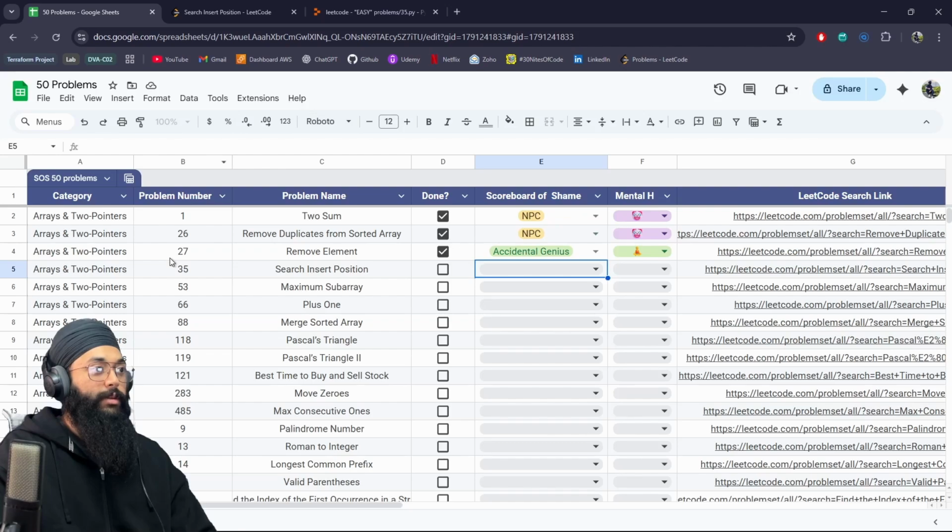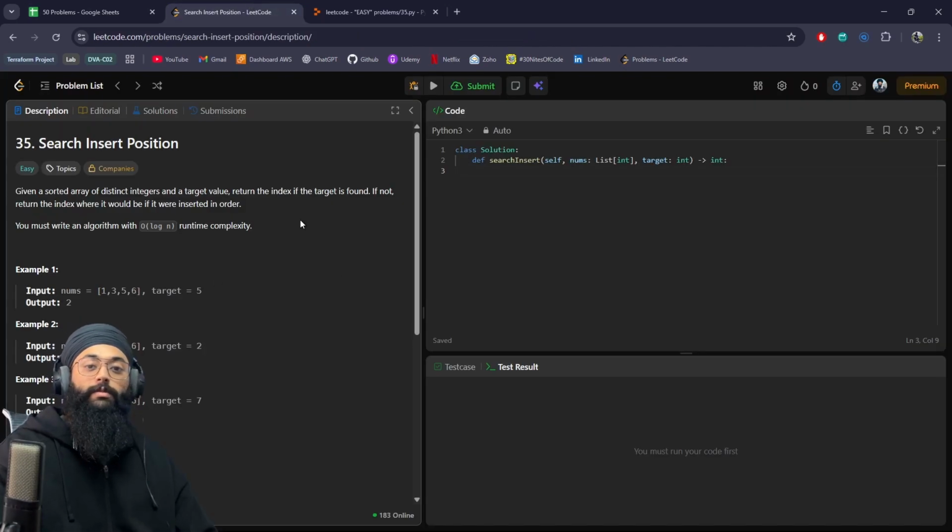Today's problem will be problem number 35, search insert position. Moreover, the problem is that we are given a list of integers and we have to find what index the target value is on. We are going to be given a sorted list, and I'll have to find the target value. If it's not in the list, we have to figure out where it would be in a sorted list. And I have no idea what O log n is.